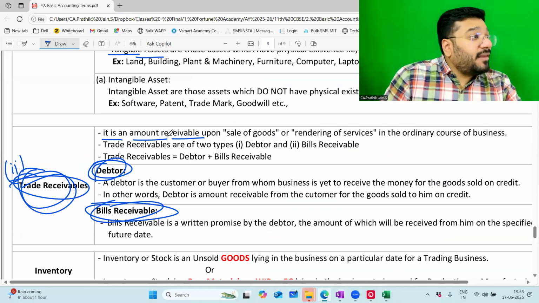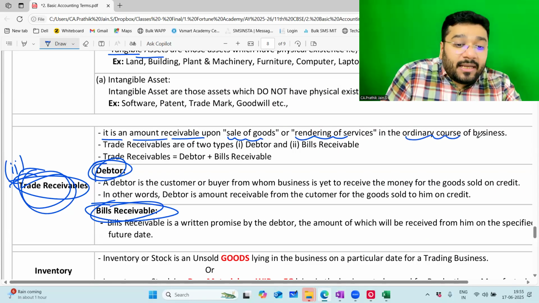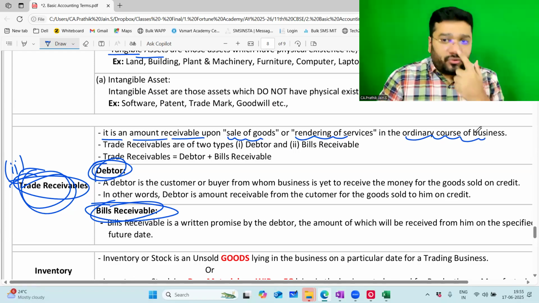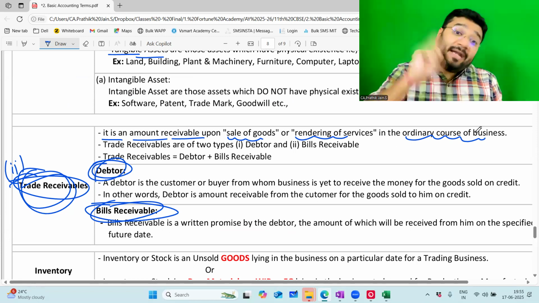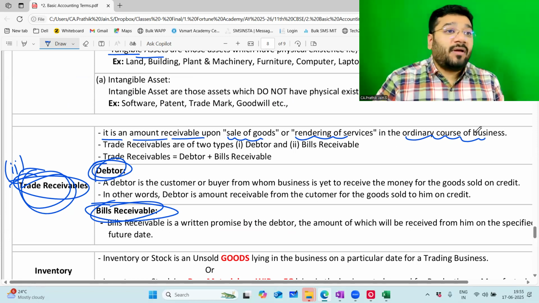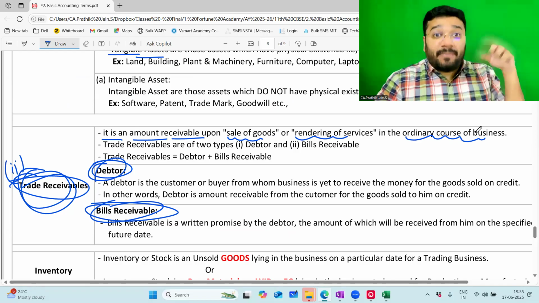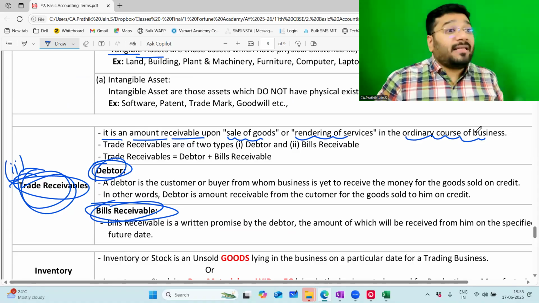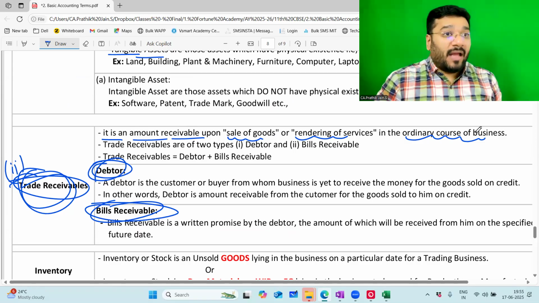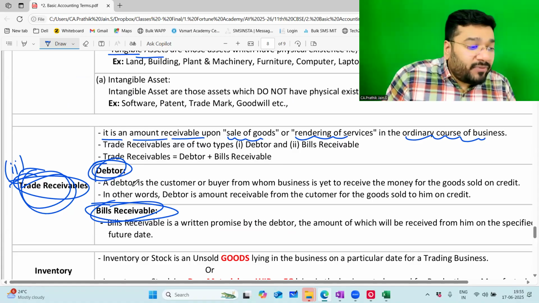It is an amount receivable upon the sale of goods or rendering of services in the ordinary course of business. I'm giving service to you. Imagine had I not taken the advance amount. Imagine had I taken the money from you at the end of my service. In January, I completed my service to all of you. At that point of time, my money is yet to be received from you. For me, that money which I'm yet to receive from you is called trade receivable. Any money from my customer, for whom I gave the service or sold the goods, but I'm yet to receive my money, is called trade receivable.